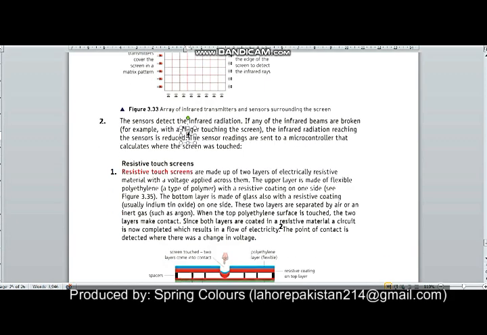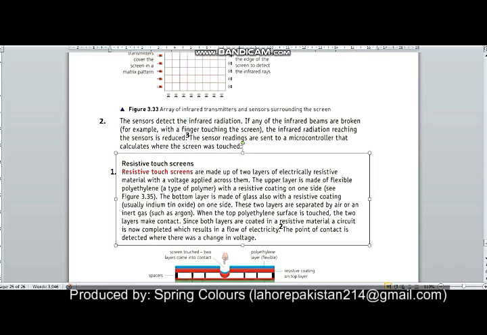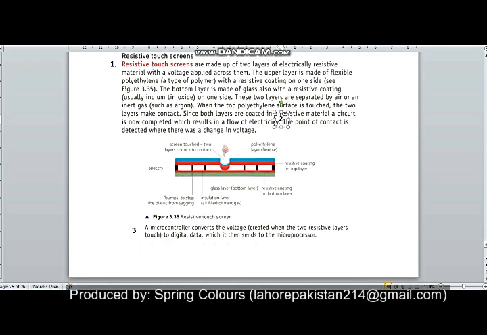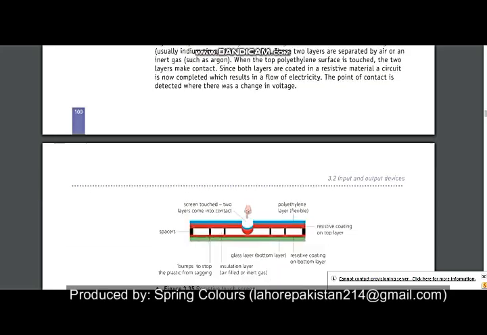The sensor readings are sent to the microcontroller, which detects the point of touch of the user on the screen. Second is the resistive touch screen. You can see that I have broken it into 2 points. This is the first point, that the user touches the top layer of the screen. Then this is the second point, the point of contact is detected. And this is the third point, where the microcontroller detects the point of touch of the user on the touch screen. So this was the answer.